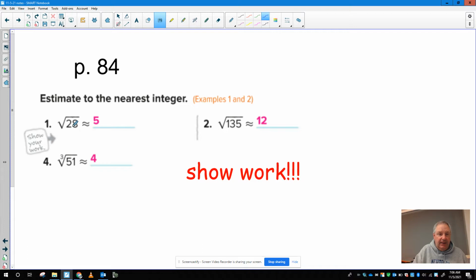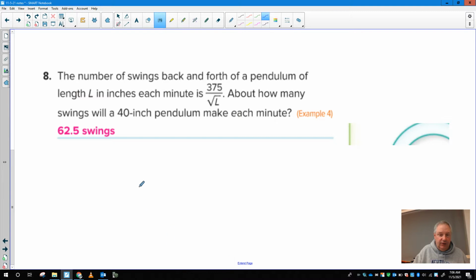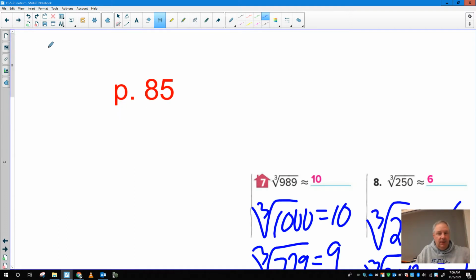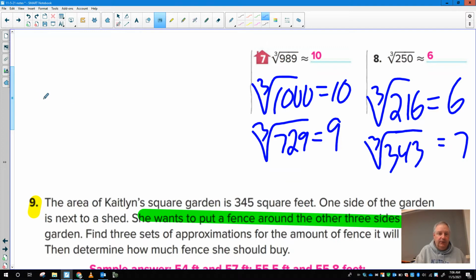Like, for example, square root of 28 on this one, number one, you would show the square root of 25 is 5, the square root of 36 is 6, and we know it's closer to 5. The answer was actually incorrect. The answer for this should have been, I'm not sure why the book put that, 59.3 swings. All right, so these were the same thing where you would just show the two that are closest.